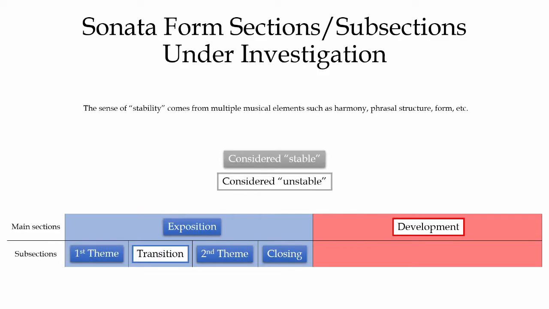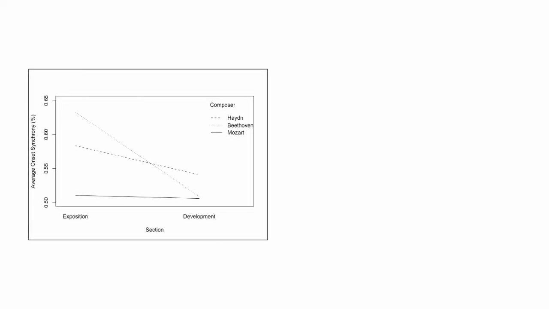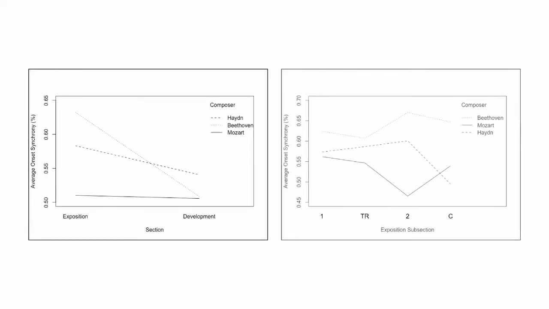Our hypothesis stated that the unstable sections would yield lower levels of onset synchrony in comparison to the stable sections that are conventionally homophonic. After analyzing these works, it was determined that onset synchrony is significantly lower in developments in comparison to expositions, but significant differences in transitions were inconclusive. We also came across other interesting information.